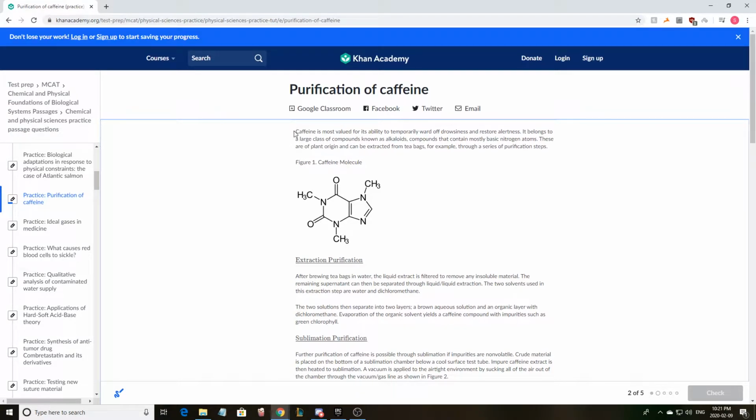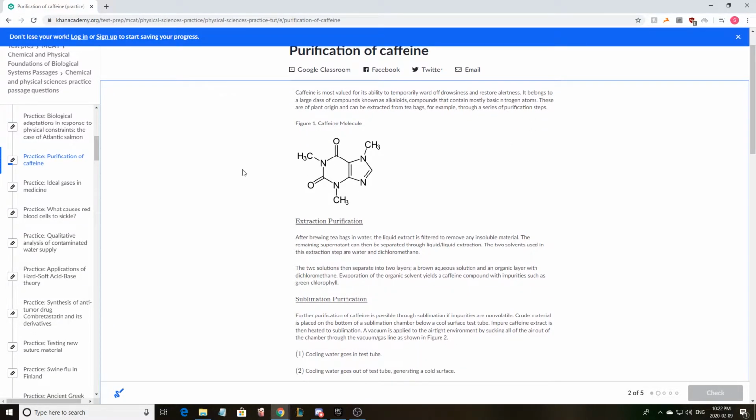So the passage states, caffeine is the most valued for its ability to temporarily ward off drowsiness and restore alertness. It belongs to a large class of compounds known as alkaloids, compounds that contain only basic nitrogen atoms. These are of plant origin and can be extracted from tea bags, for example, through a series of purification steps. Now, there was nothing really of value here in terms of information that could be pertinent to questions, at least that's my assumption here. So I'm not going to fixate on this part too much.